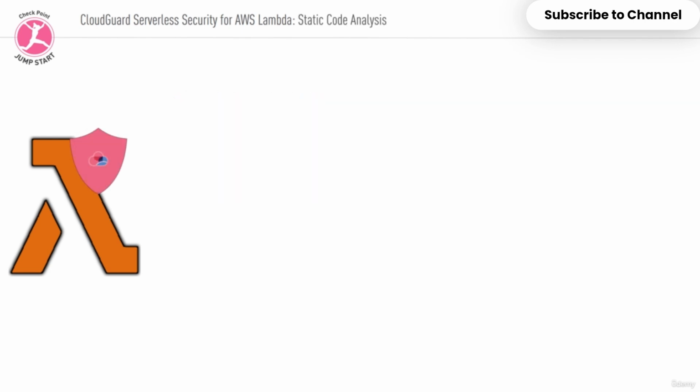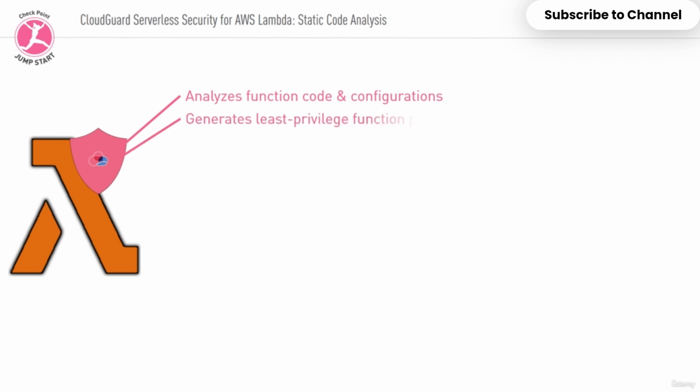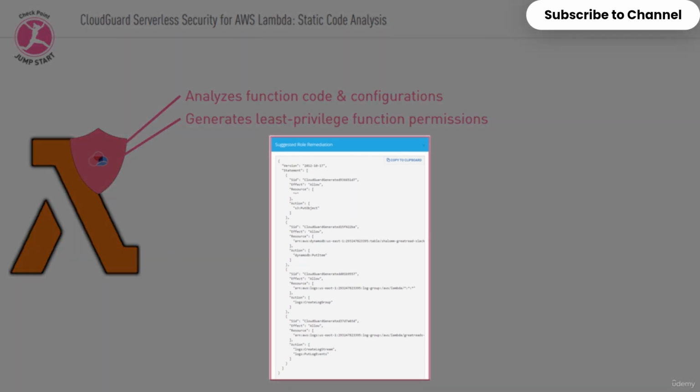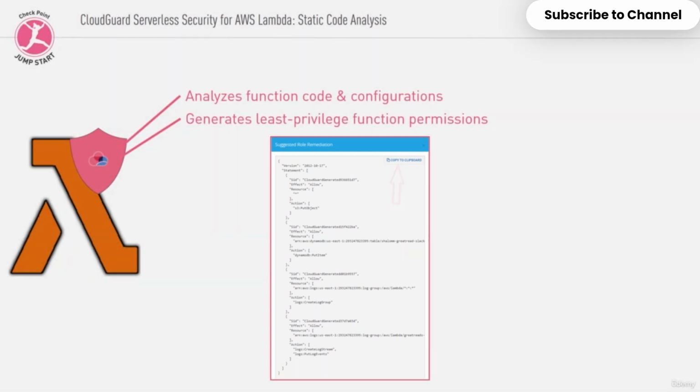Upon the onboarding of CloudGuard serverless security, static code analysis analyzes the serverless functions code and function configuration of the AWS account. It detects configuration risks and automatically generates least privilege function permissions. It outlines recommended steps for remediation, including recommended least permissive IAM privileges in JSON format. The security admin can just copy and paste this directly into the relevant IAM role policy.